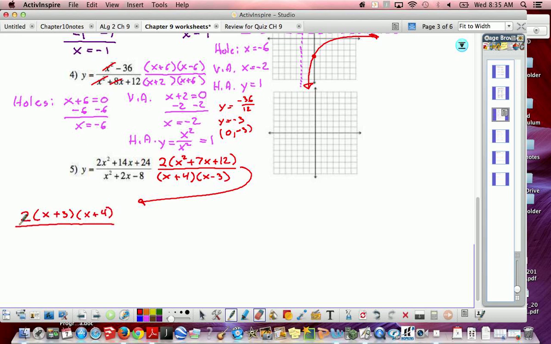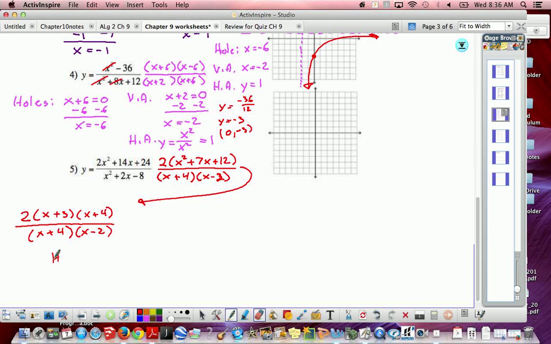And I apologize, this is wrong here. This should have been a 2, not a 3. Some of you might be going, what? Where'd you get that, Mr. Bartz? So luckily I caught that there. So I have x plus 4, x minus 2. So now we can go about our business of finding the holes and such.